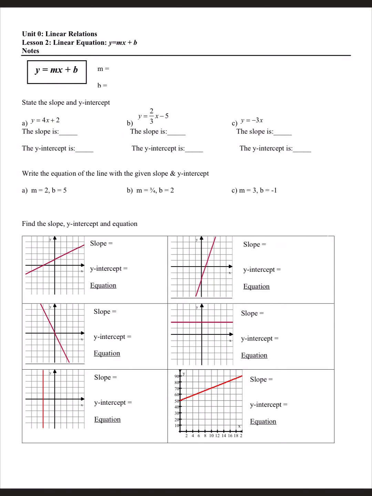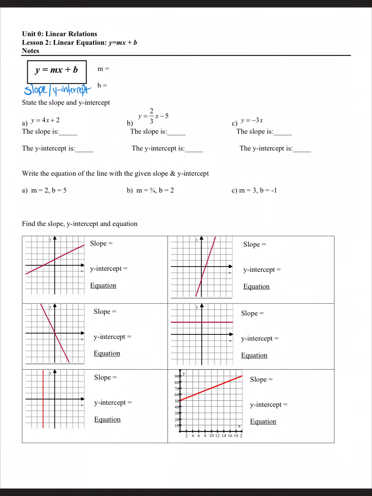Hello everyone, today we're looking at Unit 0, Lesson 2, Linear Equations, y equals mx plus b. There's two different forms of equation of a line that we're going to take a look at in this unit. The first one is this y equals mx plus b form. It's also known as slope y-intercept form. I'm just going to write that underneath our equation here. Slope, y-intercept.